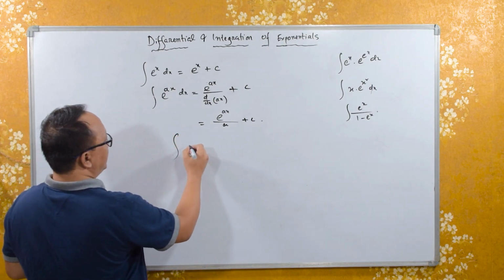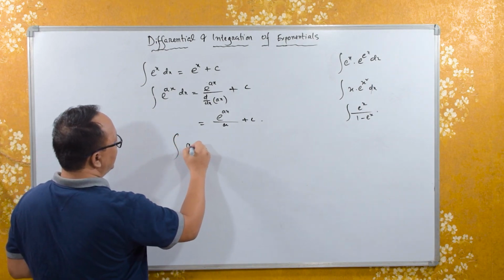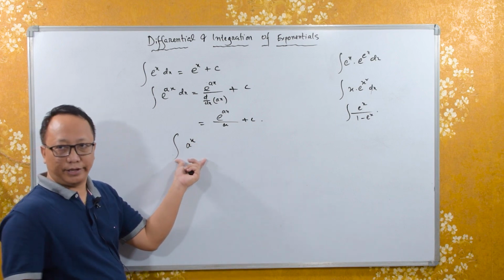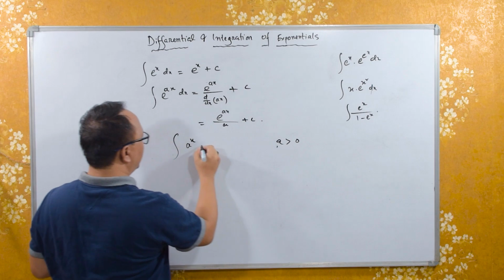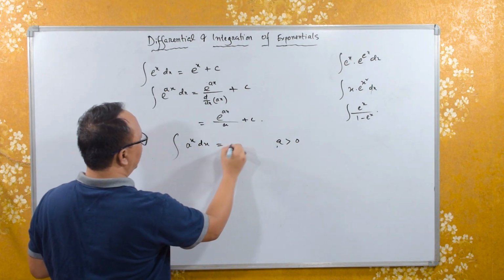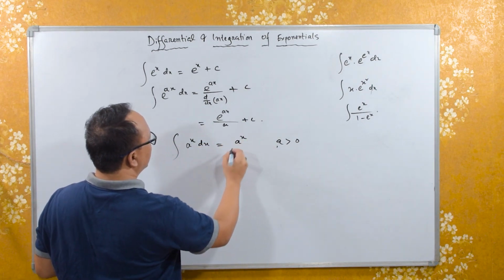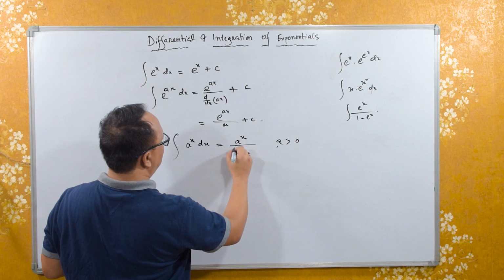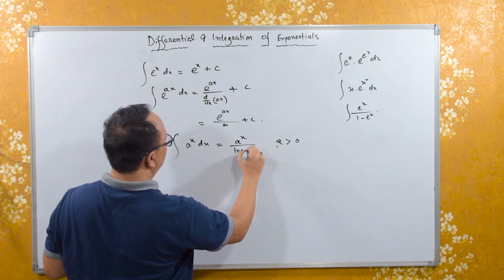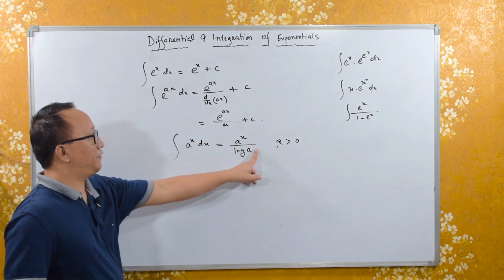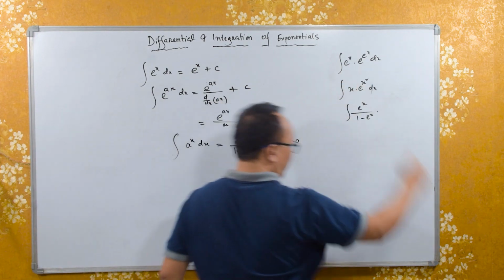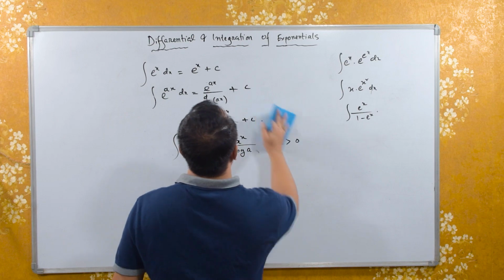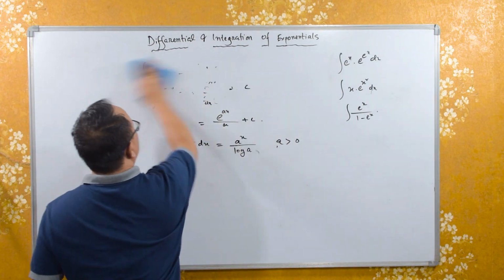Another we have, for example, if I have a raised to x, a is some constant greater than 0, this type of integration will be a raised to x upon log of a. This is the formula. Now let's see how to integrate this type of basic integrations of exponential.